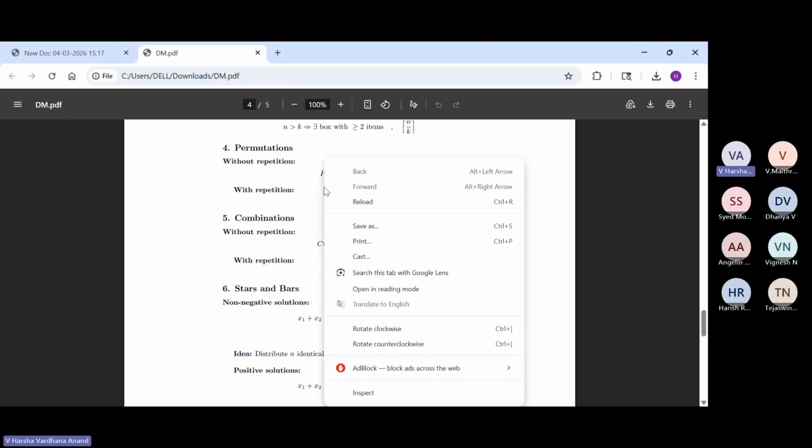So again, permutations. So permutation means it has to be a specific order.